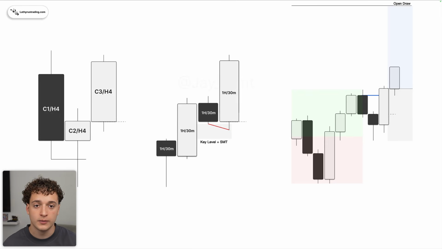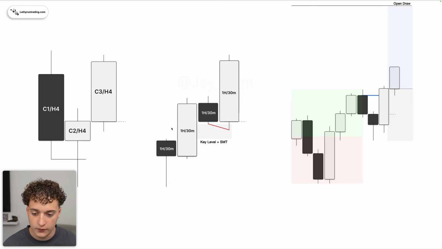In this example, we're going to be covering that continuation framework where you can't trade C2, so you want to trade C3 within a refined key level. As we see here, we have the C2 candle, which has a very large wick, and we cannot trade, so we want to trade C3. So we see C3 opens up, has a small opposing run.